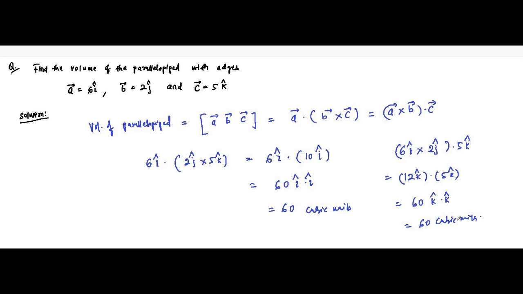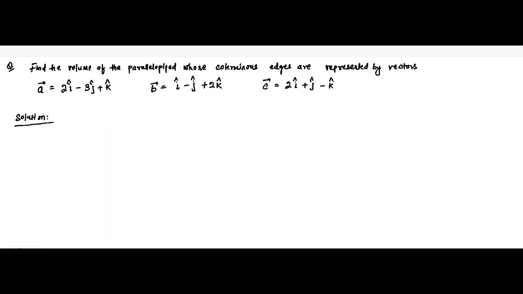So this is the volume of the parallelepiped, which is given in terms of its three edges, represented by the vectors A vector, B vector and C vector. So here is another question on volume of parallelepiped with its coterminous edges, which are represented by vectors. Here A vector is 2i cap minus 3j cap plus k cap, B vector is i cap minus j cap plus 2k cap, and C vector is 2i cap plus j cap minus k cap.